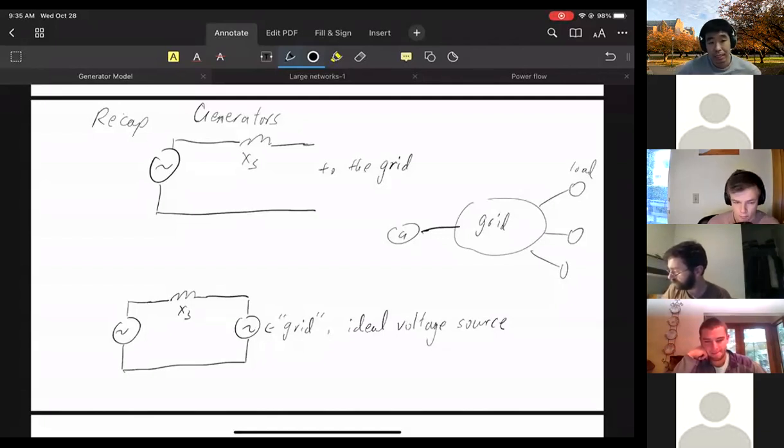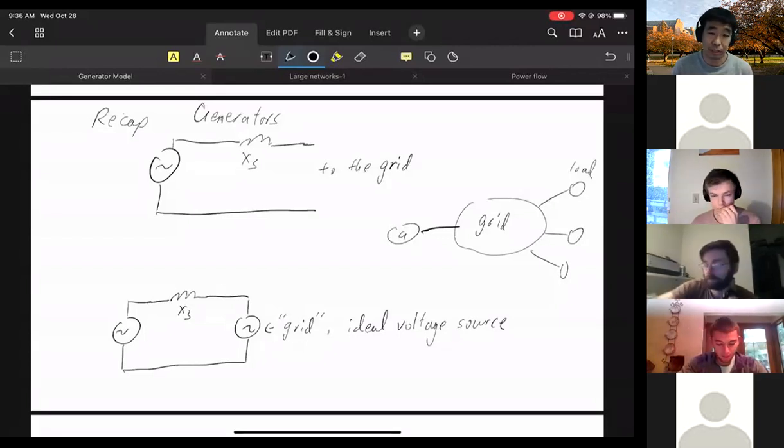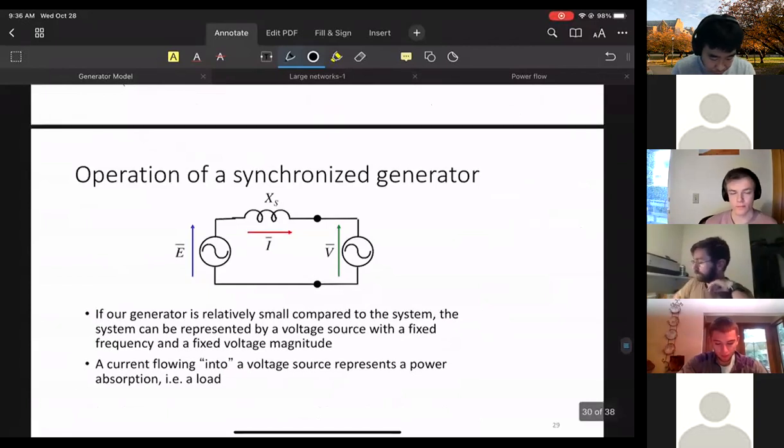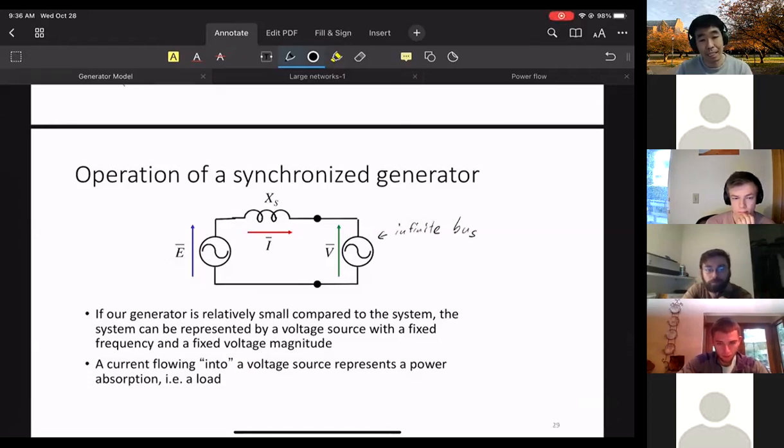Later, in a few classes, we'll do calculations when the grid is more explicit. But for now, from a generator's perspective, you can think of the generator as just looking at a very stiff voltage source. Basically, this grid is called an infinite bus. It's called an infinite bus because this voltage source will hold its voltage at a constant value no matter what your generator does. The generator can generate whatever active and reactive power it wants, but the grid, being very large, will hold its voltage at a constant magnitude.